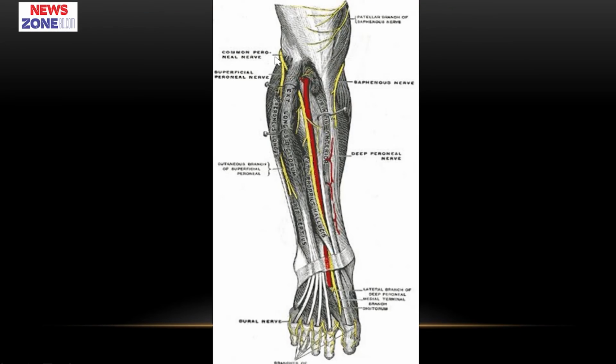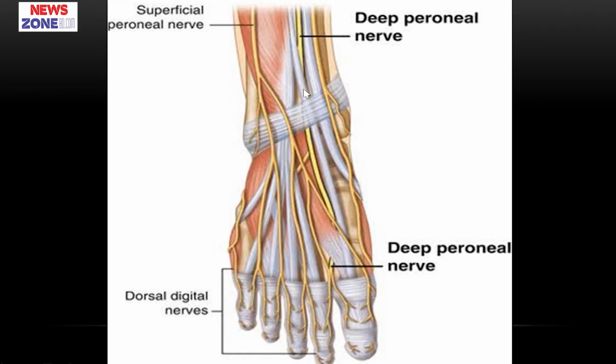This figure shows the common peroneal nerve, which divides into superficial peroneal nerve and deep peroneal nerve. And this deep peroneal nerve continues in front of the leg and goes into the dorsum of the foot. This is deep peroneal nerve and these are the dorsal digital nerves.